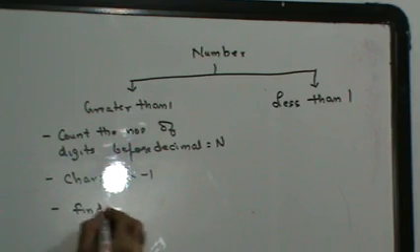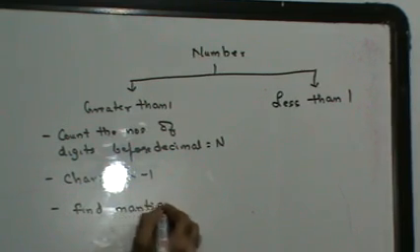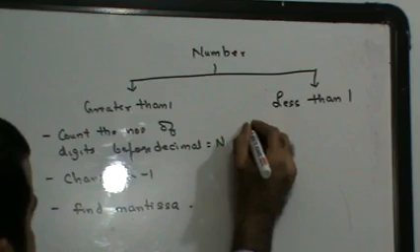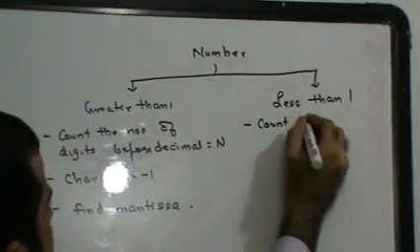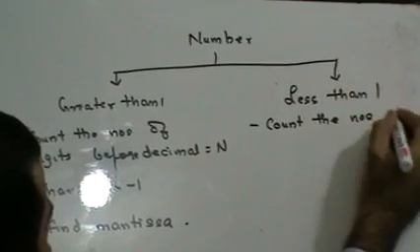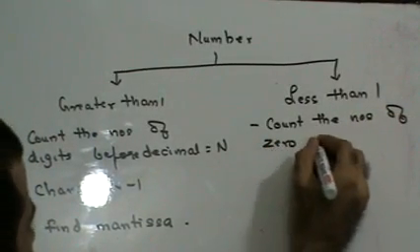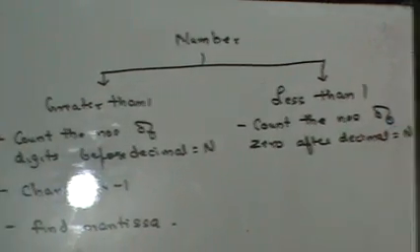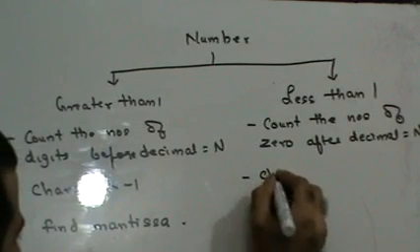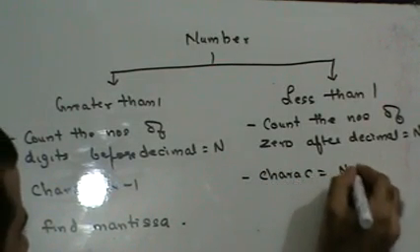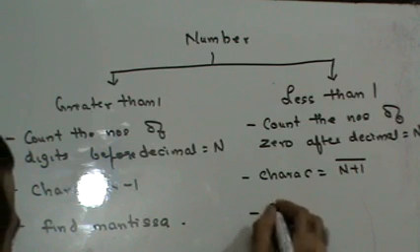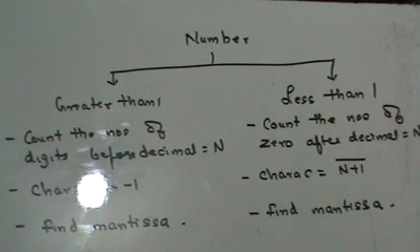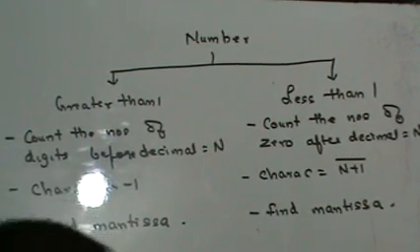Then find the Mantissa. I will explain this to you with the help of an example. First, let me just write the rules down. If the number is less than 1, count the number of zeros after the decimal and call this n. Characteristic is given by the formula n plus 1 bar. Then find the Mantissa.